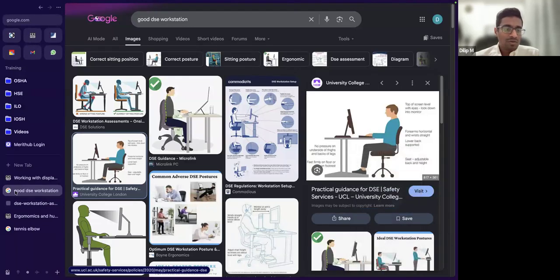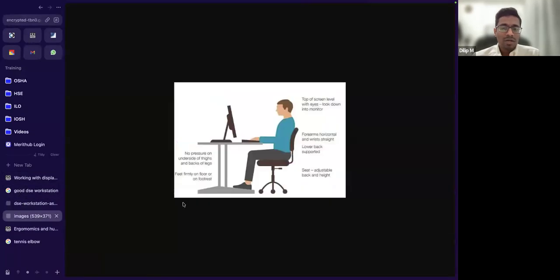So this is what I told you regarding why it is important for the foot to rest on the floor, so that there will be no pressure on the underside of thighs and backs of legs. Okay.